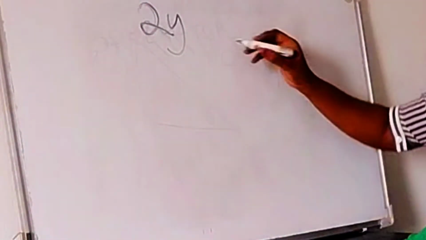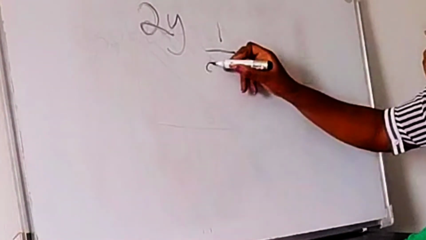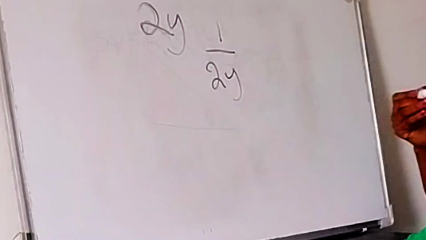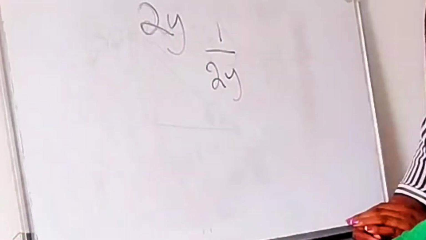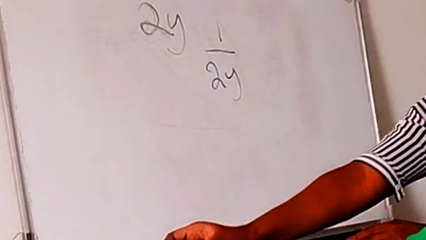2y. The multiplicative inverse of this will be 1 over what? 2y. Simple. So what's the options we have there? C. 1 over 2y. Good. Clap for yourself.